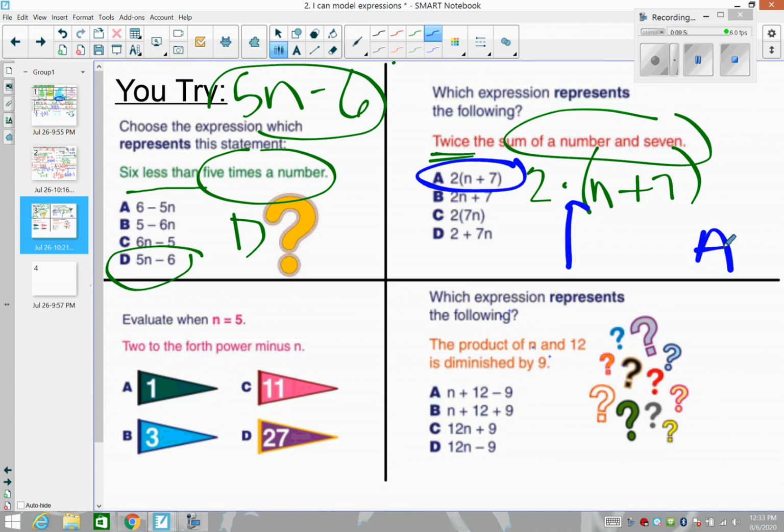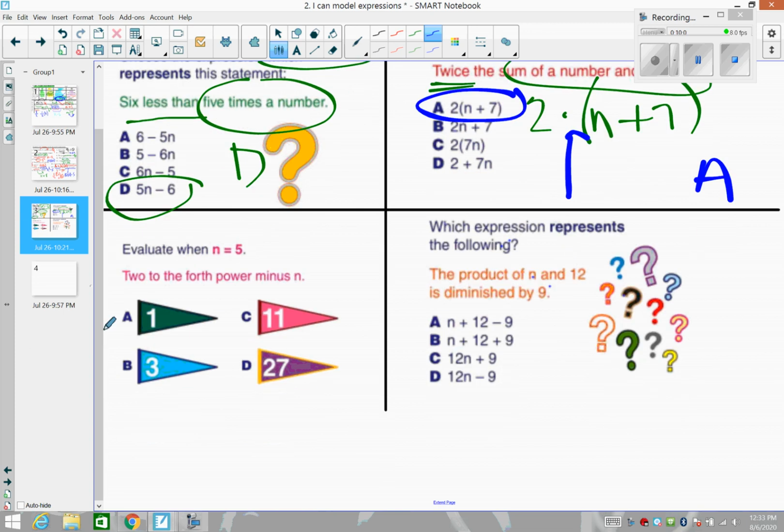2 left for today. Oh, I was trying to get it in under 10 minutes and I didn't do it. I talked too much. I know you're thinking it.